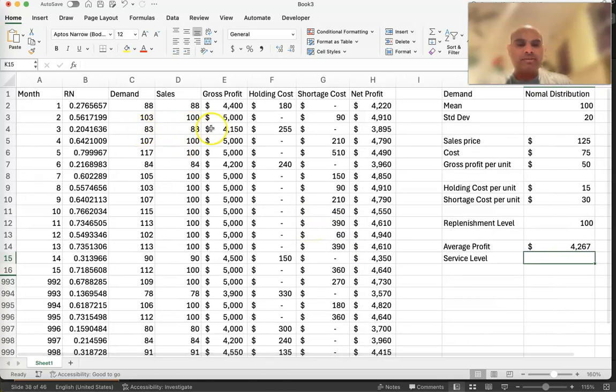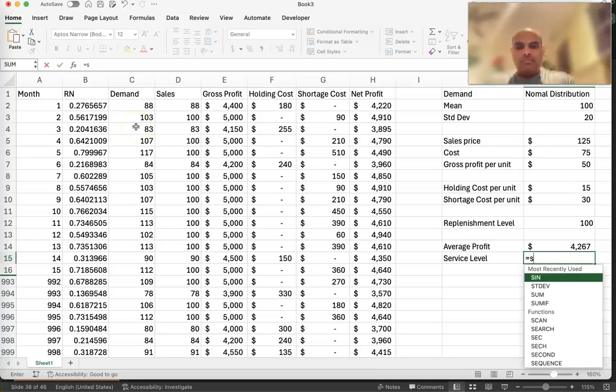We can get that from the demand and sales values. I know my total demand. If I add up all the demand values, that will be the total demand that I saw over the 1,000 months. Of all of that demand, how many units did I end up selling? That's equal to the total sales. So if you look at the total sales as a percentage of total demand, that gives you the service level. And let's calculate that.